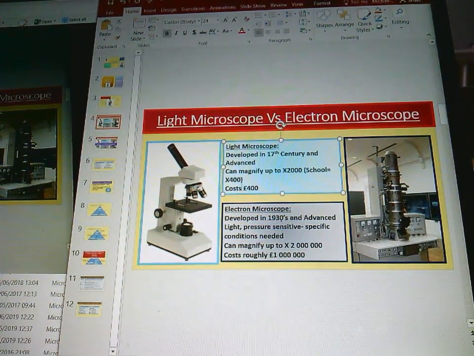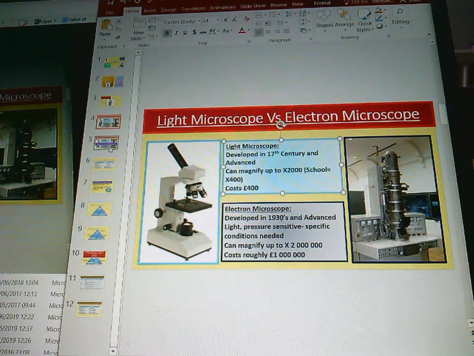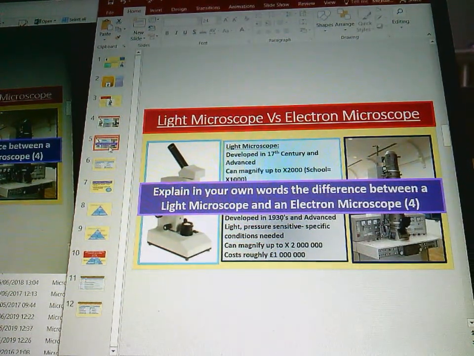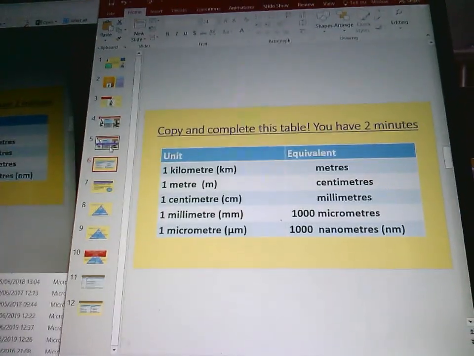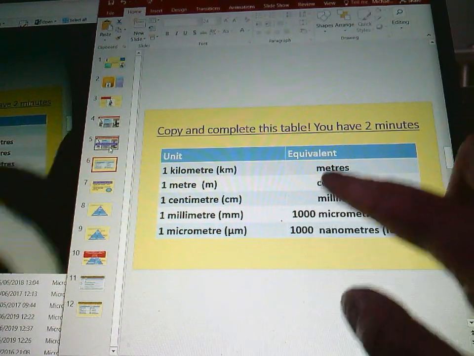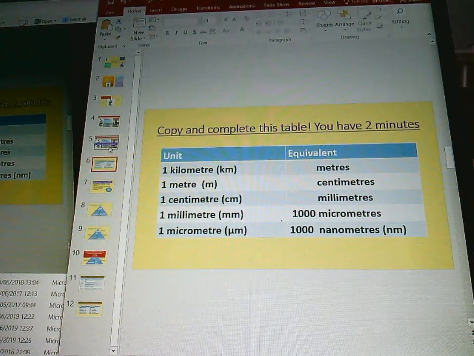I want you to pause now and have a go at answering this question. Remember, it's 4 marks, so think about how much you need to say. Once you've done that, I want you to have a go at this, thinking about conversions. Again, I've put the answers down below, but have a think, what can you convert to units?